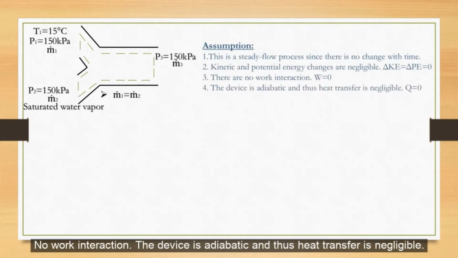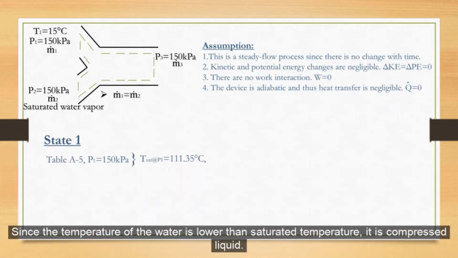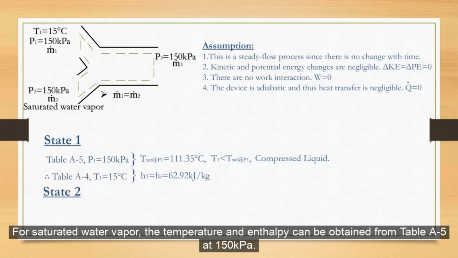transfer is negligible. The first step is to determine the enthalpy of water and saturated water vapor. For water, from table A5, saturated temperature is 111.35 degrees Celsius at 150 kilopascal. Since the temperature of the water is lower than saturated temperature, it is compressed liquid. So the enthalpy can be found from table A4 at 15 degrees Celsius by taking the enthalpy of saturated liquid. For saturated water vapor, the temperature and enthalpy can be obtained from table A5 at 150 kilopascal.